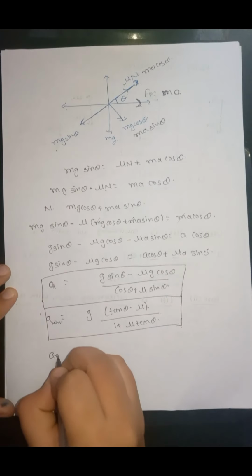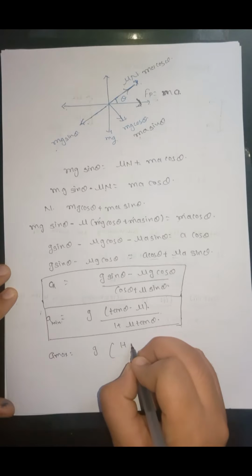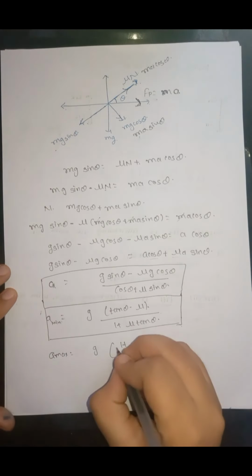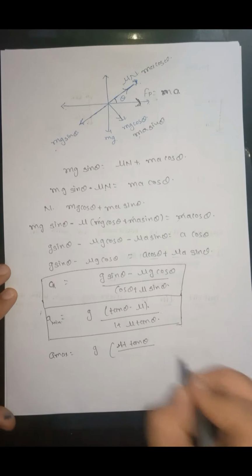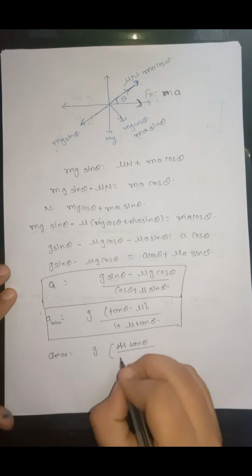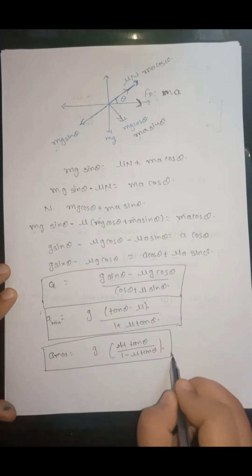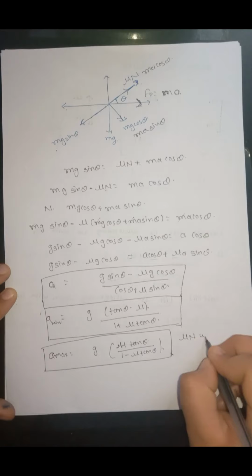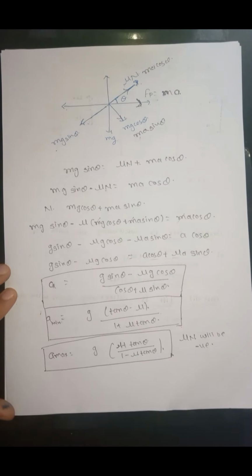And the maximum acceleration will be g times tan theta plus mu divided by 1 minus mu tan theta. When the acceleration is maximum, that means the mu N will be negative. So this is the range of acceleration for which the block will not slide along the plane.